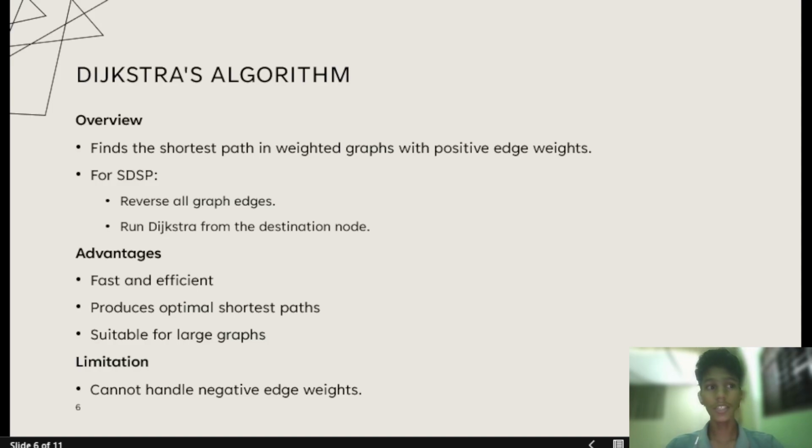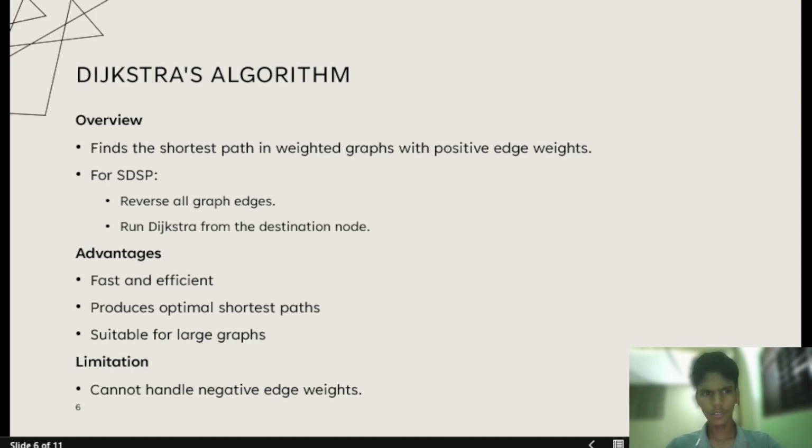And now let's look at Dijkstra's algorithm in a little more detail. Dijkstra's algorithm calculates the shortest path in graphs where all edge weights are non-negative. For the single destination shortest path problem, we first reverse all the edges in the graph. Then we run Dijkstra's algorithm starting from the destination node. This allows us to find the shortest distance from every node to that destination.